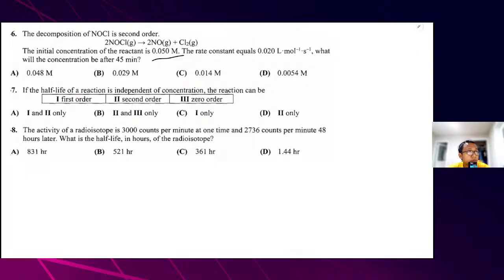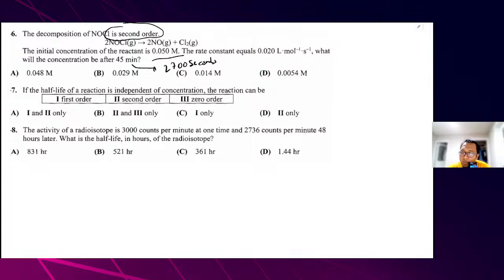Now let's break down one by one. Okay, so as you can see, guys, in this case it follows the second order. Okay, the second order. And then 45 minutes we need to convert into seconds, so it's around 2700 seconds. Okay, so now we need to use the second order integrated rate law.